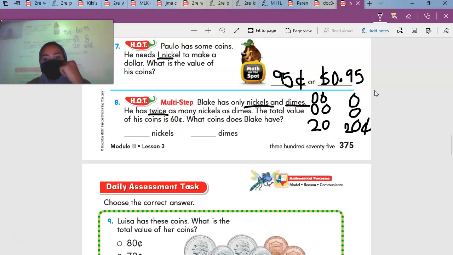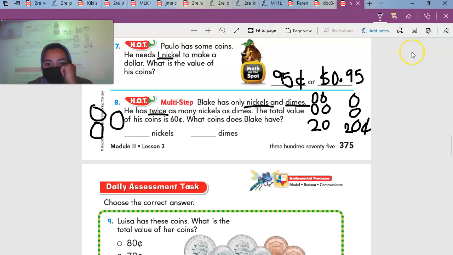So who wants to try another number? Bernaya? 1 dime? Okay. If I have 1 dime, that's 10 cents, and that means I'll have double that many nickels. So I'll have 2 nickels. That makes 10, and that makes 10. 10 plus 10 is 20. Is that enough? No.